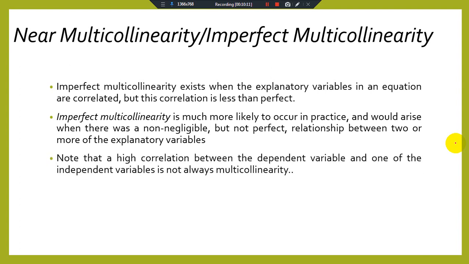Note that a high correlation between the dependent variable and one of the independent variables is not known as multicollinearity. Normally we cannot say that if our dependent variable and independent variable are correlated, there is multicollinearity. This may be another issue, but we cannot interpret it as multicollinearity.